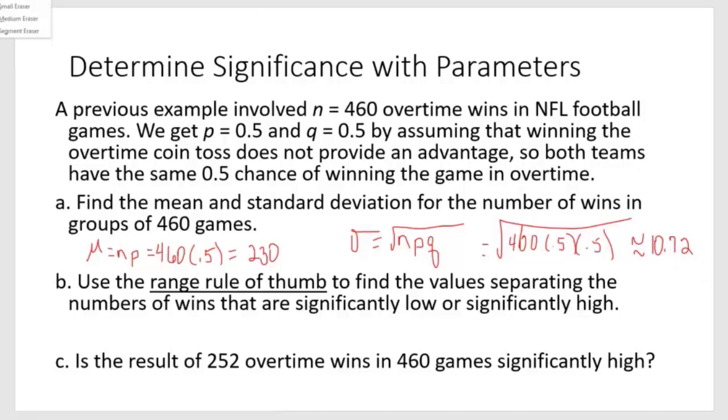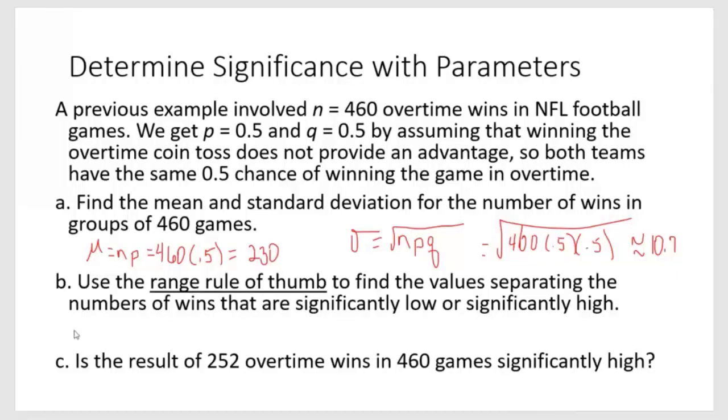I really should have just gone to 10.7, I think, on that one. So it does round to 10.72, but we didn't have any decimals over here. All right. Use the range rule of thumb to find the values separating the number of wins that are significantly low or significantly high.